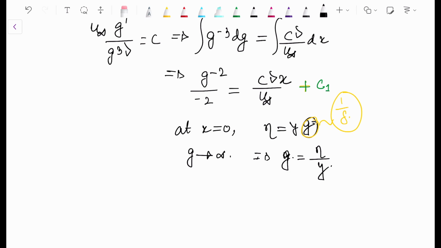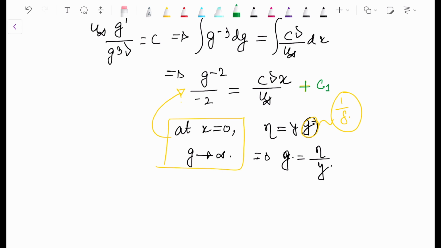Okay, and also if g equal to eta by y and y is the domain of the boundary layer, so at x equal to 0 there is no boundary layer, so there is no y, or actually y is tending to 0 but eta should be finite. Okay, so that means that g should be infinity. So at x equal to 0 I am having g tends to infinity. Just put this condition here and I will be getting g to the power minus 2, and that is infinity to the power minus 2, and that is 0 at x equal to 0.